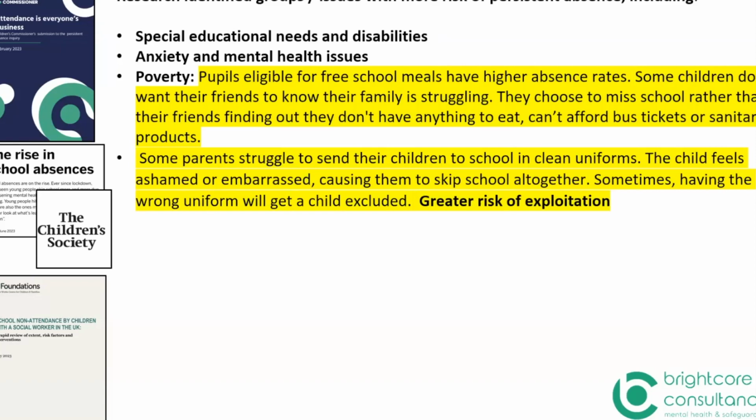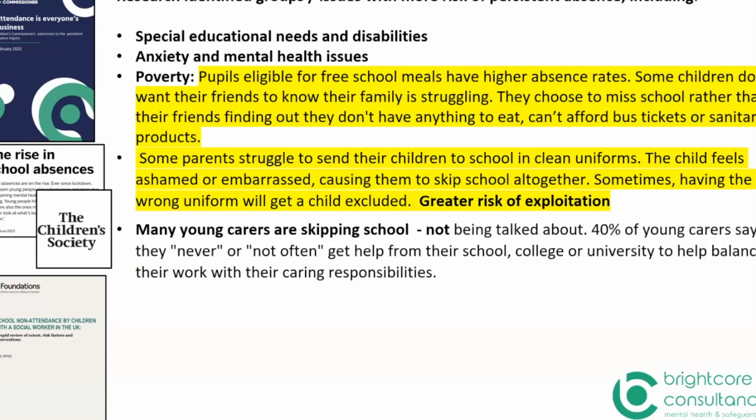We're seeing parents not affording clean uniforms, children feel embarrassed about it, not wanting to get excluded or suspended for getting the incorrect uniform on, so missing school. And as a result of that, we're seeing greater risk of exploitation because we've got children not in school. So there's a safeguarding concern here too.